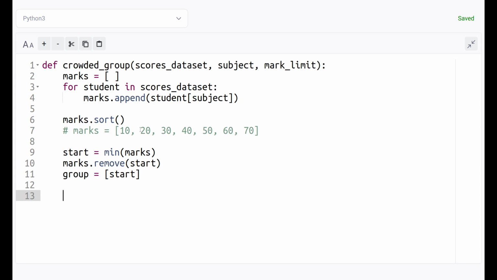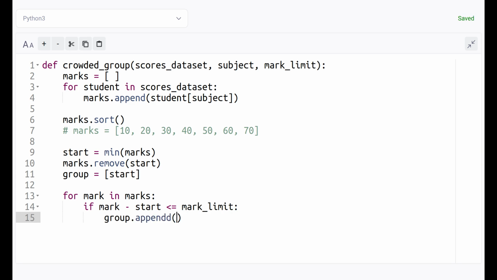Now I start iterating through the remaining members in my list marks. So for mark in marks, I ask this question: what is the difference? Mark minus start. Notice that start will always be lesser than or equal to all the other students, because it is the minimum mark. So is mark minus start lesser than or equal to mark limit? I first ask that question. If the answer is yes, then I can append this particular mark to group. Correct? I can do that.